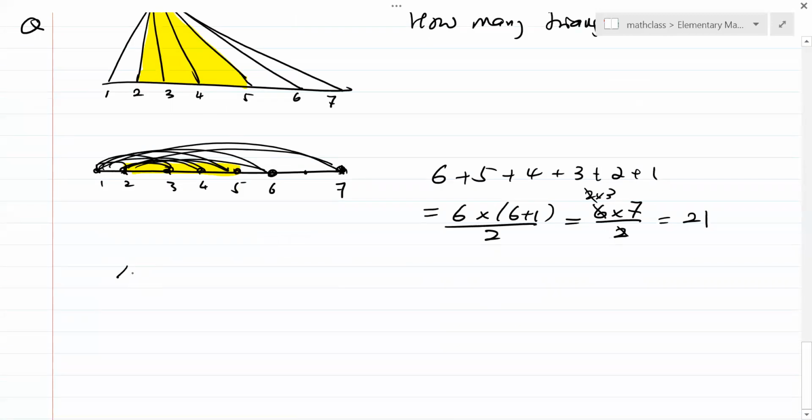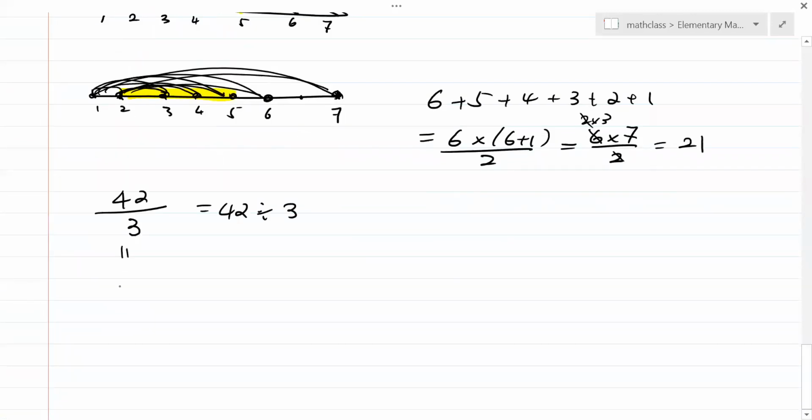For example, 42 divided by 3. How do you do 42 divided by 3? How to simplify it? You can do the division. This means 42 divided by 3, no problem. Many of you can do the division. But it also can be done like this: 3 times 2 times 21. We call it factoring.